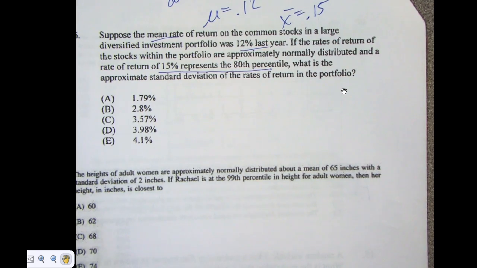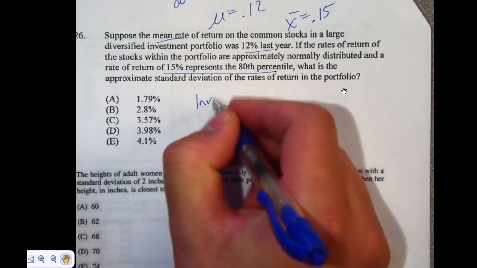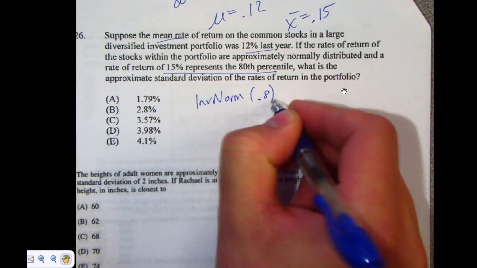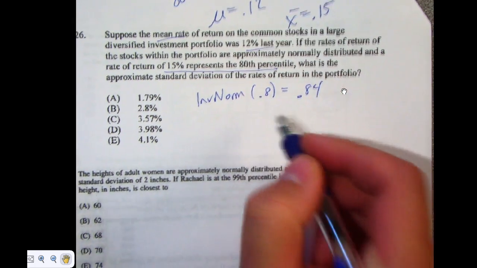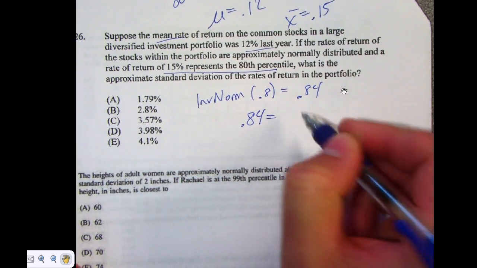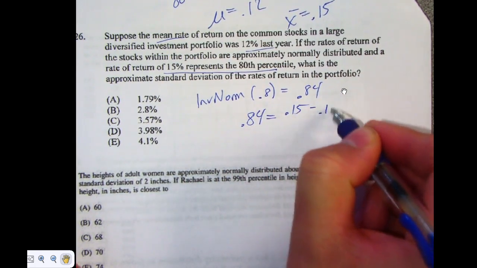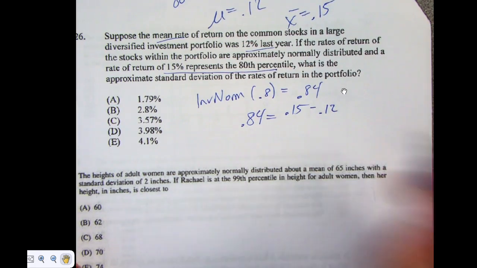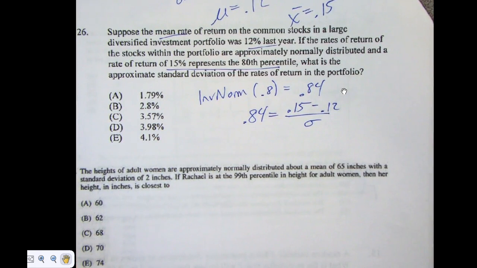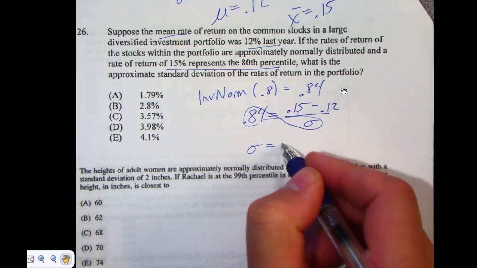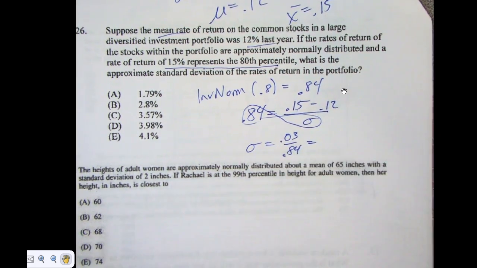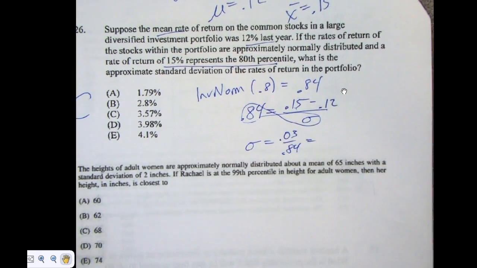How can I find the z-score? Inverse norm of, so if it's the 80th percentile, I'm doing inverse norm of 0.8. So that's 0.84, and then I'm going to use that formula and go, okay, well 0.84 is equal to x bar minus mu over standard deviation. Remember that little trick where you can swap these? So that's 0.03 divided by 0.84. So it's like 3.57%. So C.